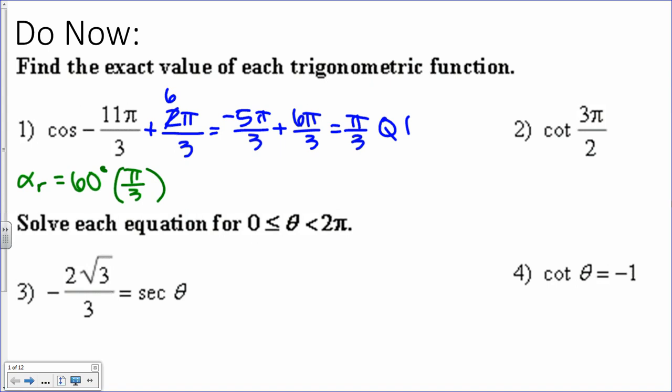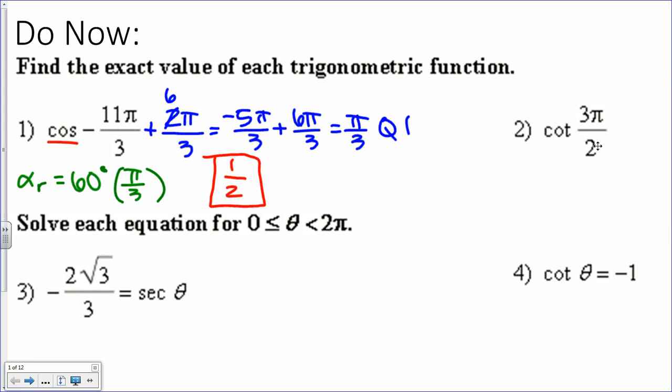Then going through our special right triangles, since it is cosine, it needs to be a over h. So adjacent to a 60-degree angle is the 1. Your hypotenuse is your 2. And in quadrant 1, cosine is positive, so my answer is 1/2.